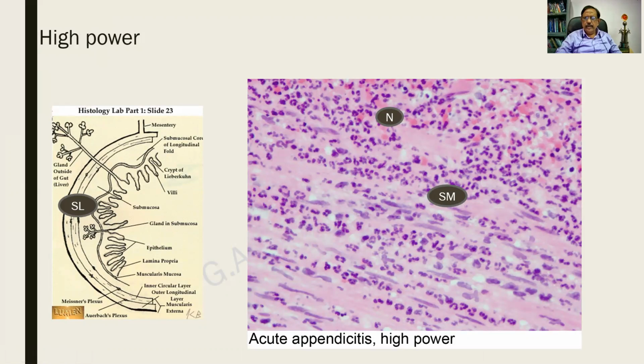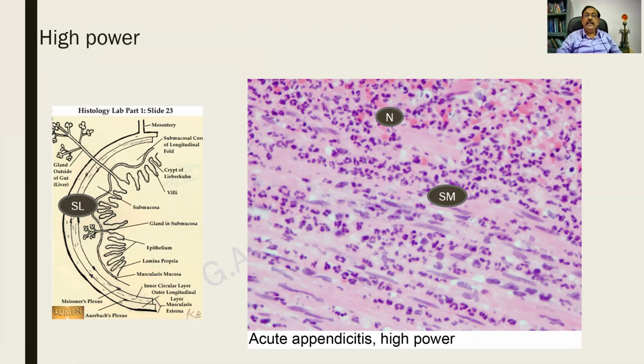Now what happens in a case of appendicitis? Appendicitis is an inflammation of the appendix. So I find, what is this SL? A stellate lumen, a star-shaped lumen which I can identify. The other things I have mentioned. In a case of appendicitis, why is it called acute? Because it is of a short duration, severe, and it is infiltrated with neutrophils. So N is the neutrophil, and here I find spindle-shaped cells that indicate the smooth muscle.